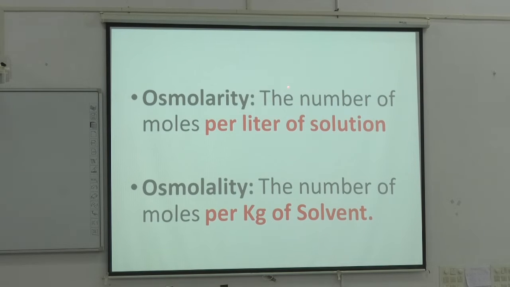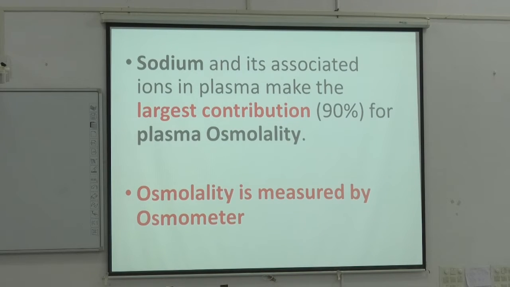Yes, that is the word. Molarity is the number of moles per liter of solution, and osmolality is the number of moles per kg of solvent. To maintain osmolality means the number of moles per kg of solvent. You have to know the terms, because when we discuss the clinical part, there are several uses of terms like osmoregulation. You have to understand that here we are talking about the solvent which is present in the solution.